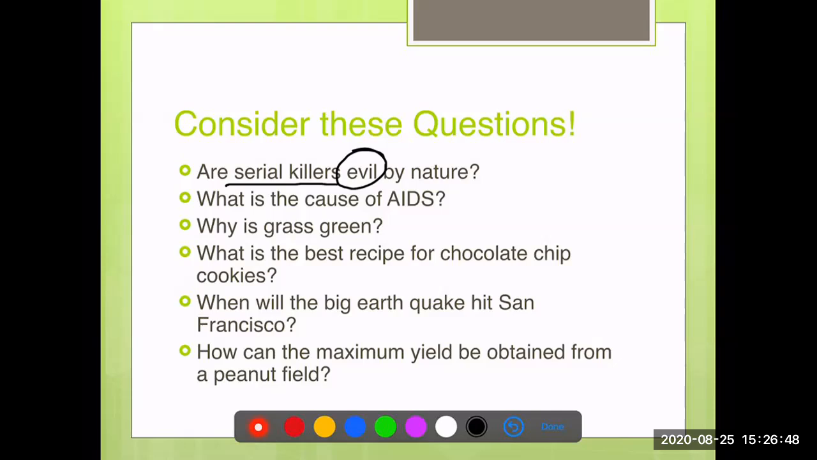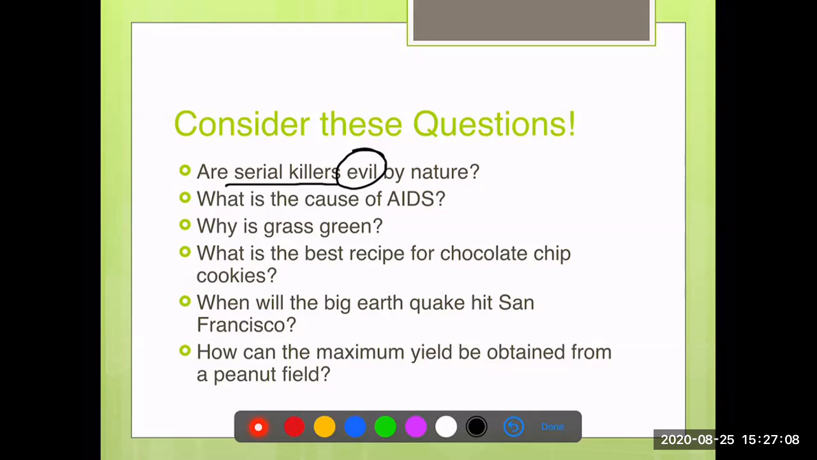Let's look at another one. What is the cause of AIDS? That's well defined. That's testable, measurable, controllable. And the answer is it's mostly attributed to HIV, a virus. But there are other ways in which a person can develop AIDS. It's not just by way of HIV.